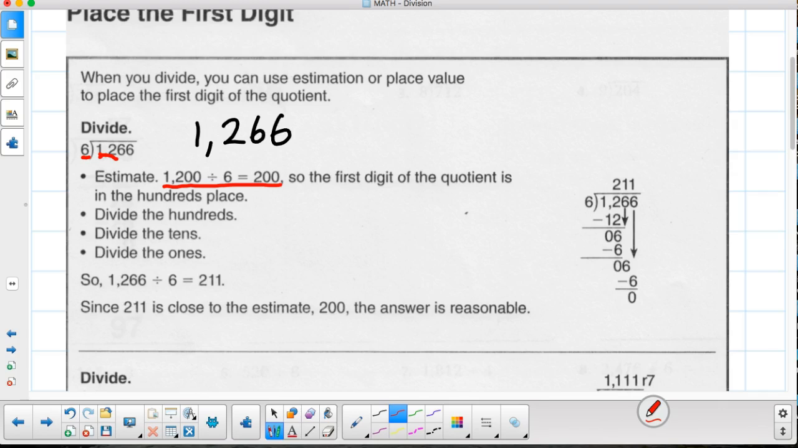And in this case, I think 6 goes into 1,266 about how many times? What did we just do? We came up with a what? A compatible number, and we found an estimate. An estimate. So, the standard algorithm we've gone over.